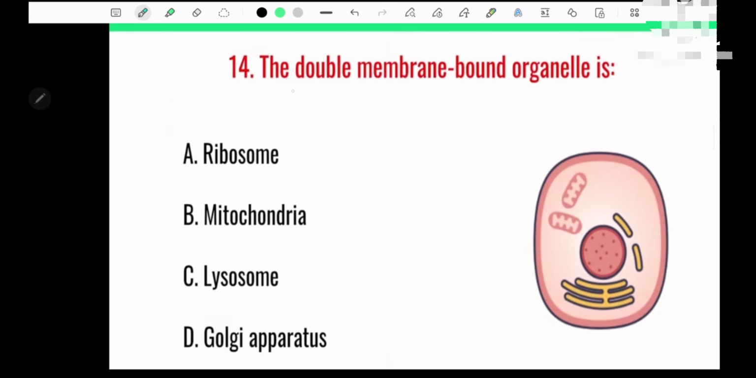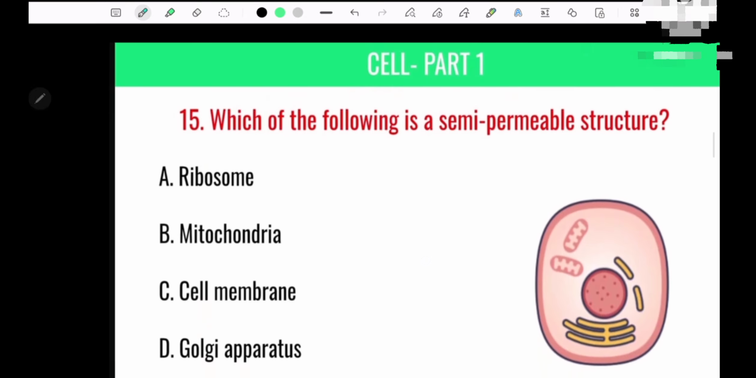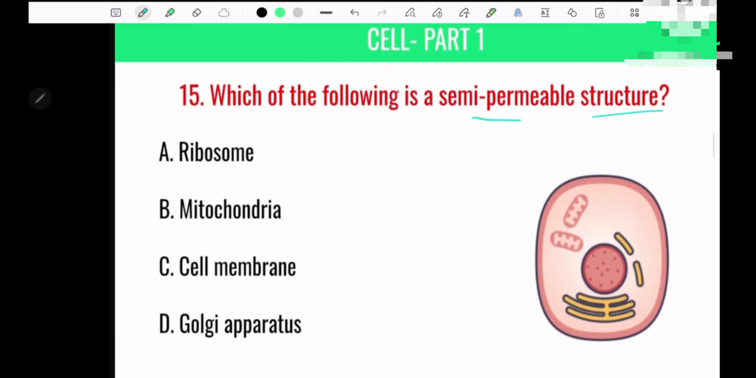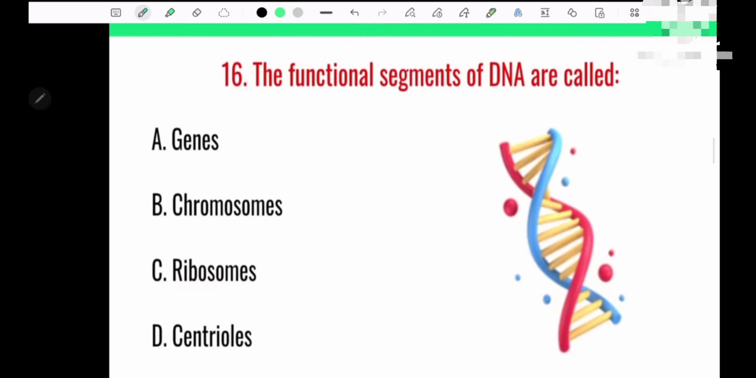The double membrane bound organelle is mitochondria. Which of the following is a semi-permeable structure? Cell membrane. The functional segments of DNA are called genes.